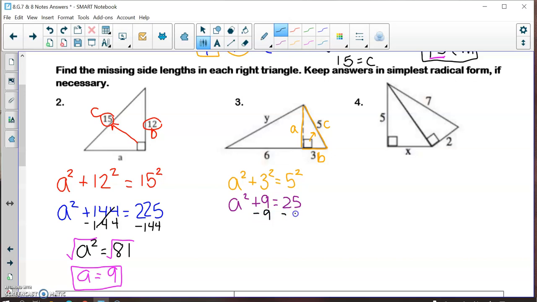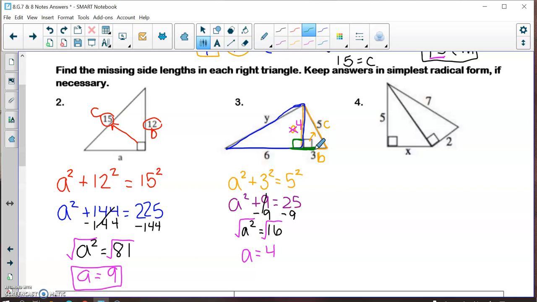Subtracting 9 from both sides, I wind up with a squared is equal to 16, and taking the square root of both sides, I wind up with a is 4 because 16 is a perfect square. So I'm going to put that back into my figure, that a is 4. And now I'm going to work with this blue right triangle. Your right angle in this one is this right here because these two angles create a straight line. And 180 degrees is a straight line. 180 minus 90 gives you that the other angle is also 90.